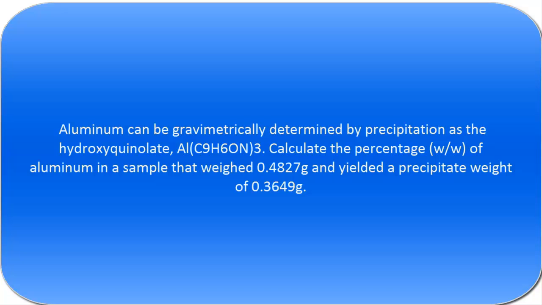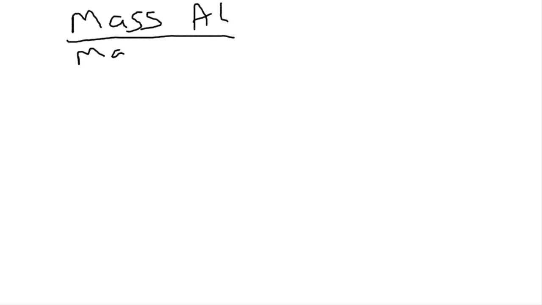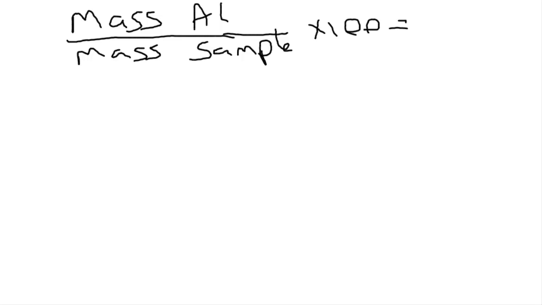Let's start off thinking about what we're being asked for. We've been asked for a percent weight per weight. So what we need to know for that is percent weight per weight, or mass per mass, for aluminum. So we need to know the mass of aluminum in the sample, and we need to know the mass of the sample. And then to get a percentage, we're just going to multiply that by 100. So that gives us a percentage weight per weight.